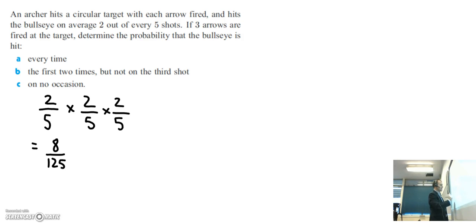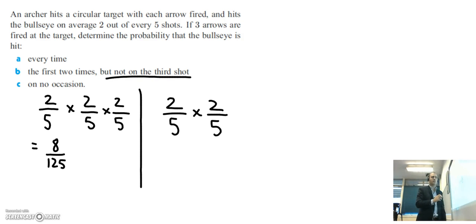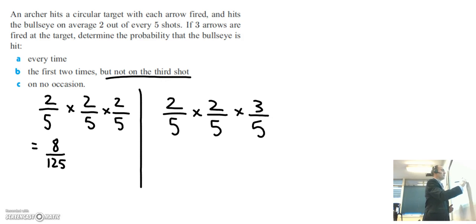So he's got an 8 in 125 chance. The first 2 times, well, if he hits the first 2 times, he's got a 2 in 5 chance of hitting the first time. He's got a 2 in 5 chance of hitting the second time, but not on the third shot. If his probability of hitting it is 2 in 5, the probability of missing it is 3, because there are 5 in total. So 3 out of 5.